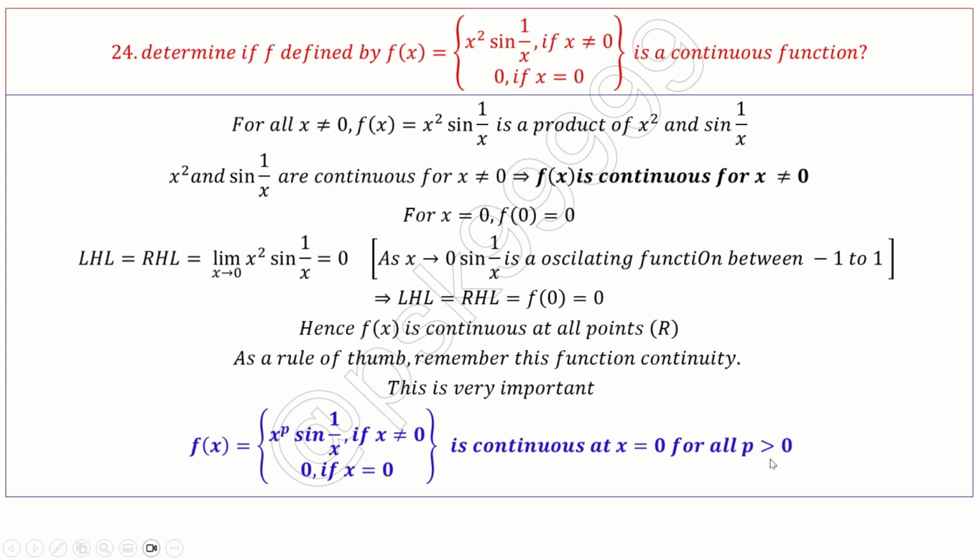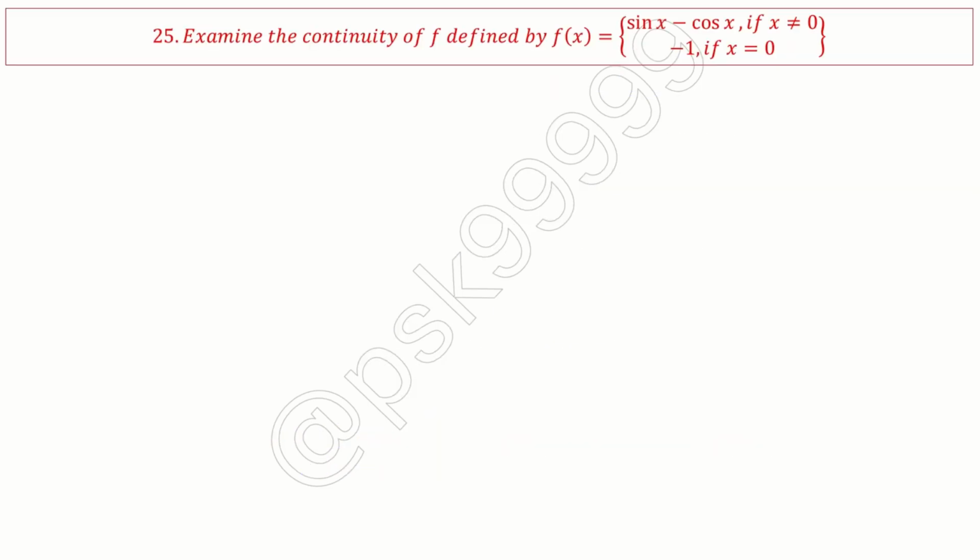If p value is 0, only then it is discontinuous. If p is greater than 0, then it is always continuous. This is one thing you should remember. When we go to differentiability, we will know that if p is greater than 1, it is differentiable. Between 0 and 1, it is continuous but not differentiable. So remember this one. This is a very important one.